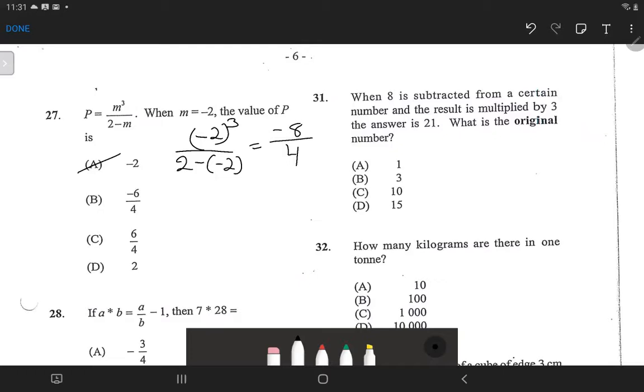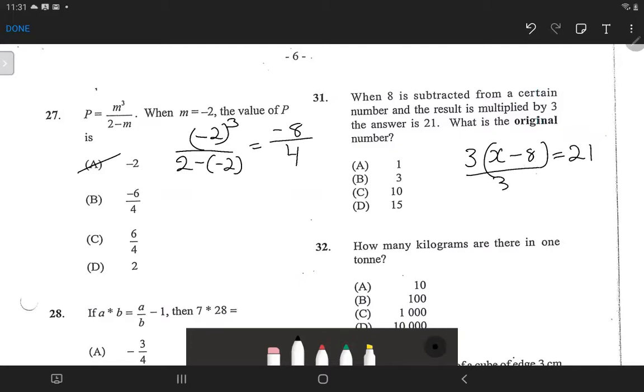When 8 is subtracted from a certain number, the result is multiplied by 3, and the answer is 21. What was the original number? So we have x is our original number, 8 is subtracted from it, and then multiply that by 3. The answer is 21. All we need to do is reverse the processes.